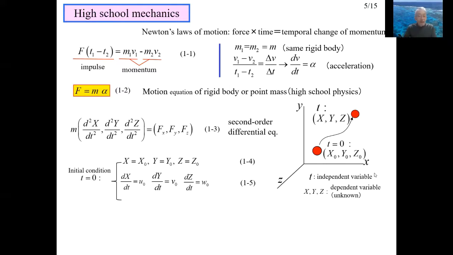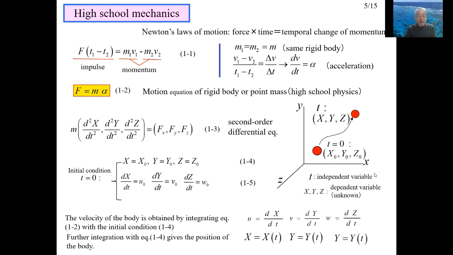The velocity of the body is obtained by integrating equation 1-3 with the initial condition 1-5. Further integration with the initial condition equation 1-4 gives the position of the body. The equation of motion described here can be applied without any problem if the body shape does not change during the motion, like a stone.